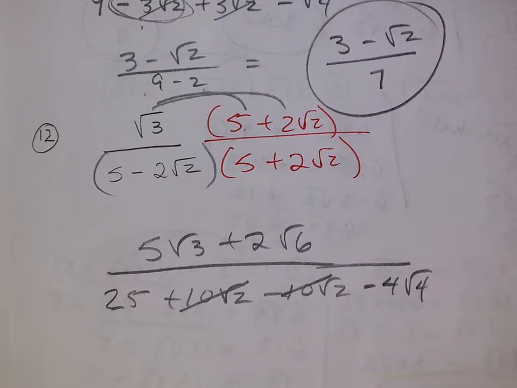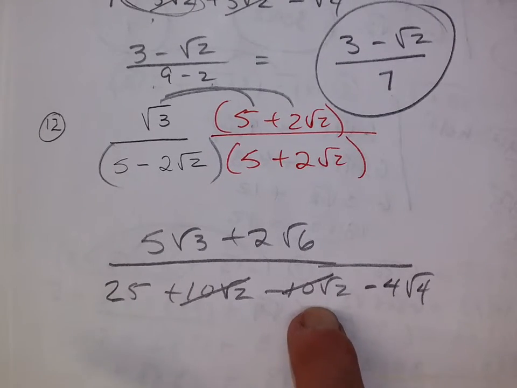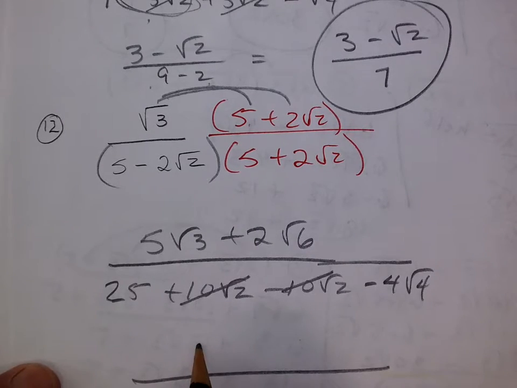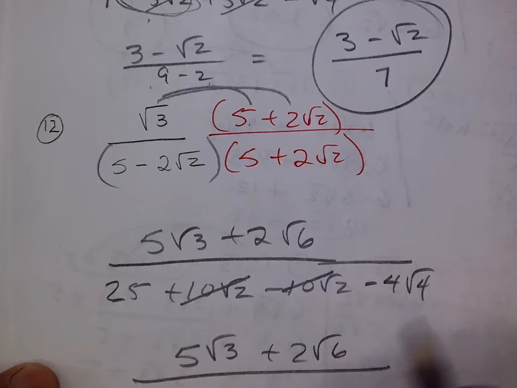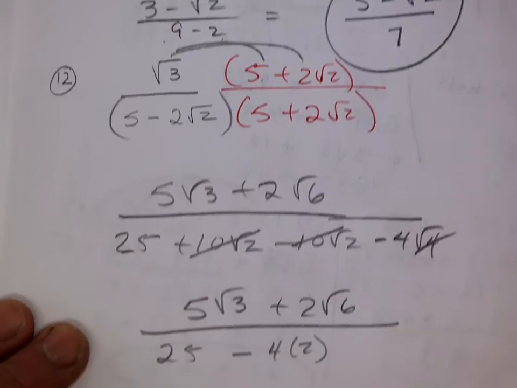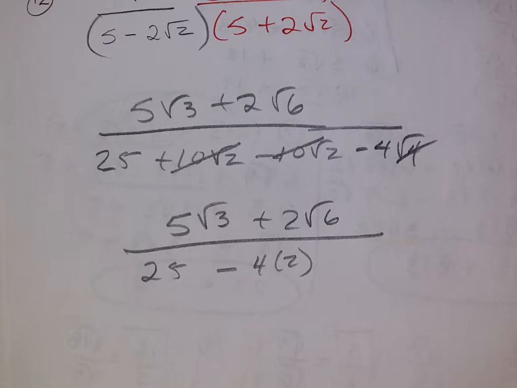So I suppose if you were trying to save steps in your homework, you probably wouldn't even worry about the middle two terms because you know they cancel, right? So to finish this up, on the numerator, I've got 5 square roots of 3 plus 2 square roots of 6. In the denominator, I'm going to have a 25 minus 4 times 2, because square root of 4 is 2, right? So I cancel the two middle terms.